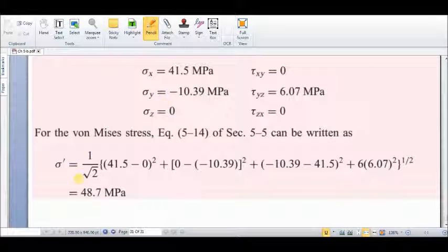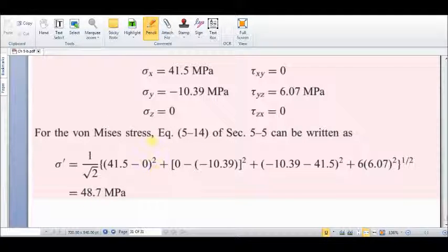So when we substitute into that equation, some of the other stresses are zero, like tau xy, sigma z, and tau zx. These three are zero and these three are non-zero. So you will get that the von Mises stress of this state of stress is 48.7 megapascal.